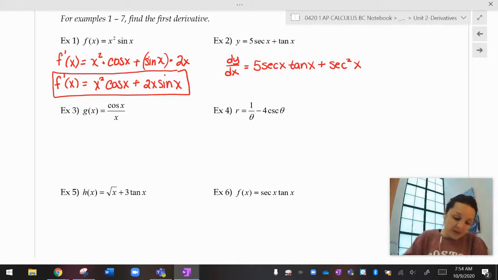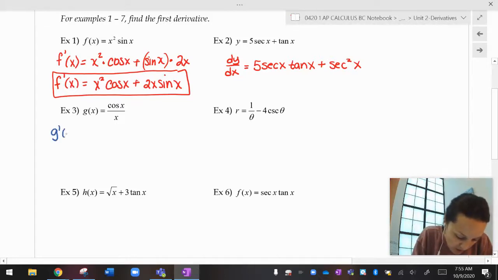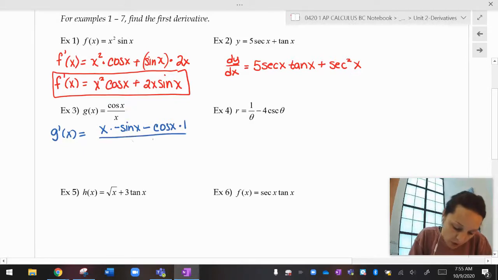Example 3, cosine x divided by x. All right, cosine x divided by x, that's a quotient. I need the quotient rule. G prime of x equals low d high, the derivative of cosine is negative sine, minus high d low, all over low times low. And so g prime of x is negative x sine x minus cosine x, all over x squared.